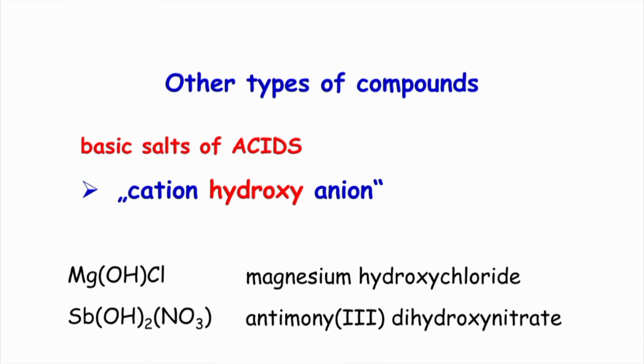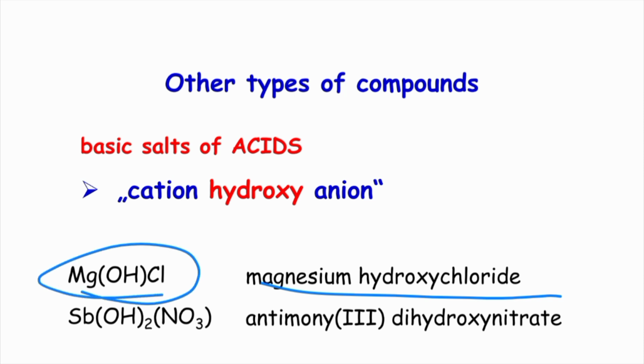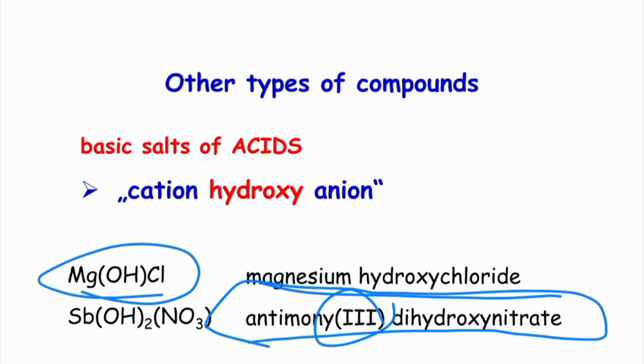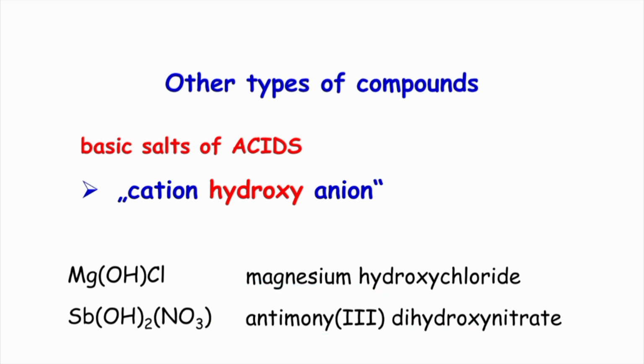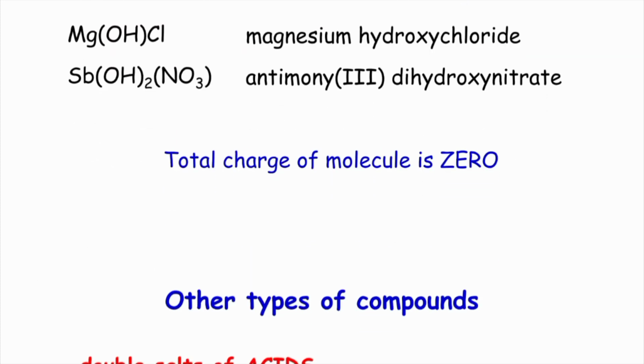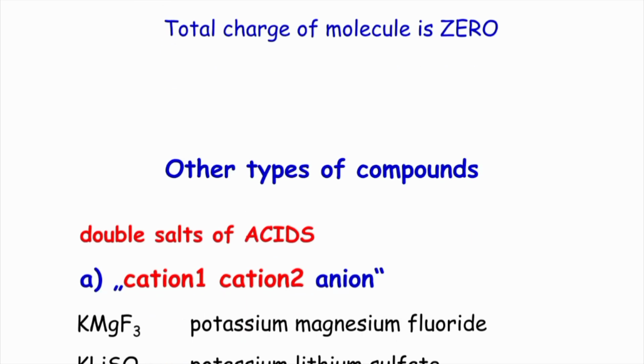Other type: basic salts, cation with hydroxy anion. Examples are here: magnesium hydroxychloride, antimony(III) dihydroxynitrate. This 3 is the oxidation state of antimony. The total charge of the molecule is 0.